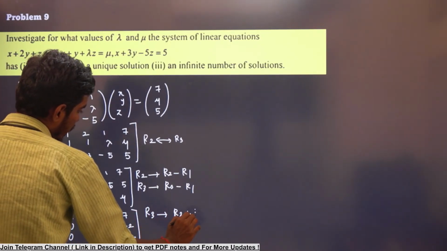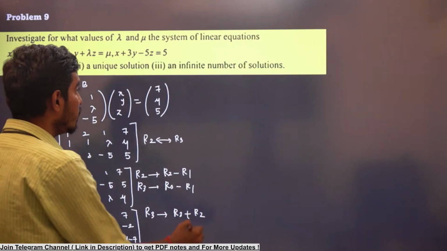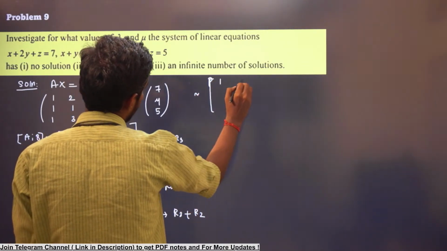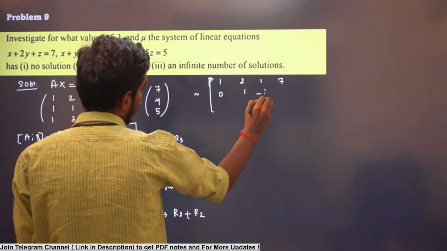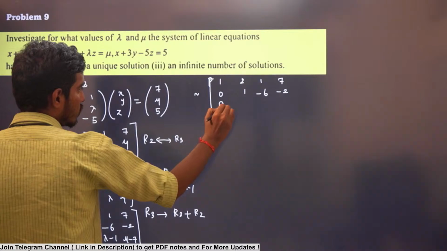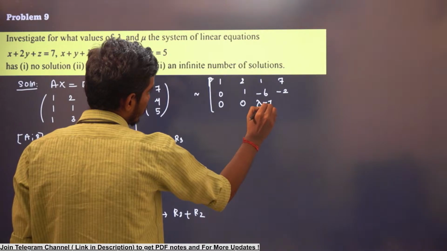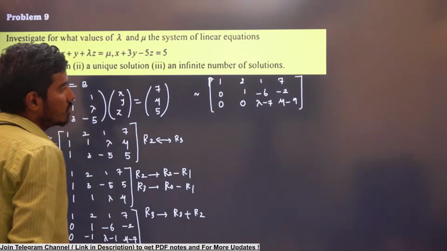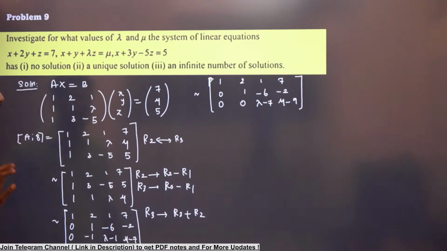So we will make use of R3 transformed to R3 plus R2. Because the second row's first non-zero element should have everything below it as 0, but we have minus 1 here. After this transformation, your reduced matrix is 1 2 1 7, 0 1 minus 6 minus 2. I'm just adding R3 plus R2 because it is minus 1 plus 1 here. So 0 0, then lambda minus 1 minus 6, which is lambda minus 7, and mu minus 9. Right now this is in row echelon form. Again we will follow the same thing.